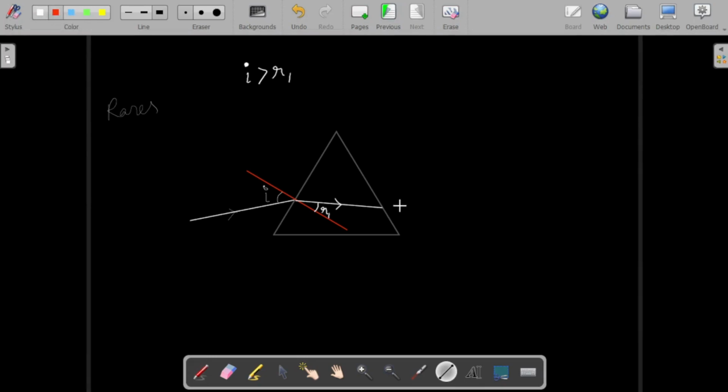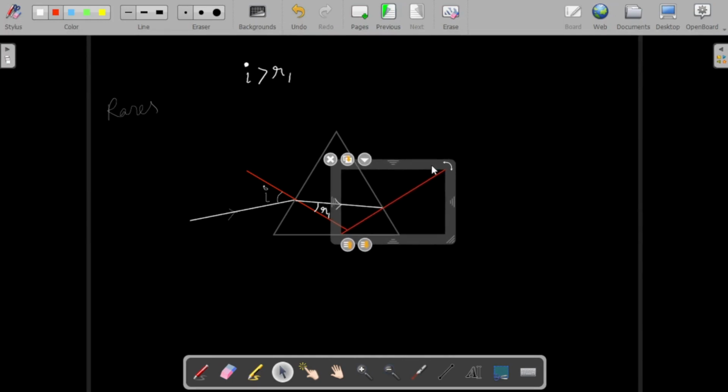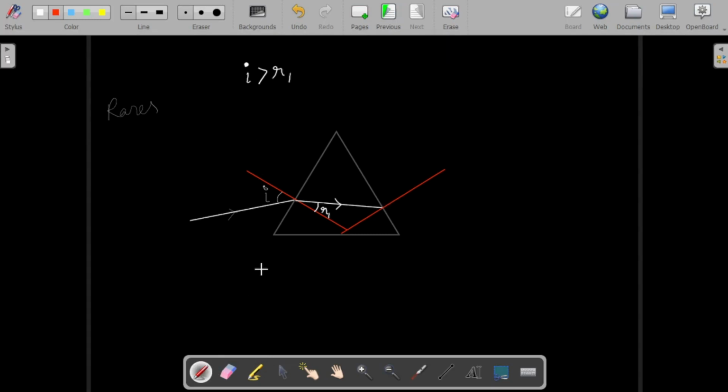For that, again, I have to draw a normal at this face. It will be something like this. Now it is the normal. Let me name this triangle as A, B, and C. So there are two normals, one at face AB and one at face AC.